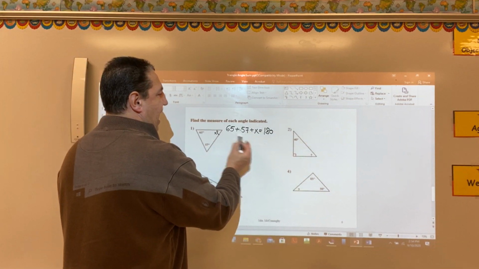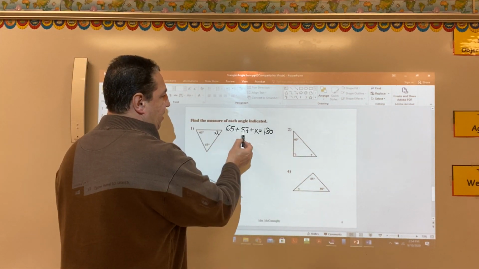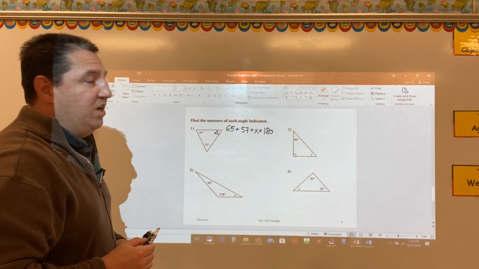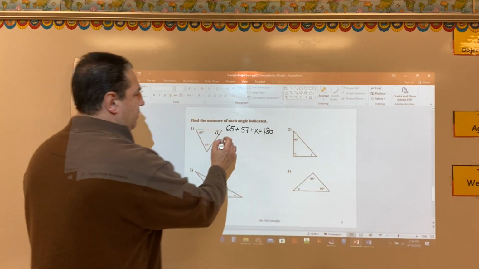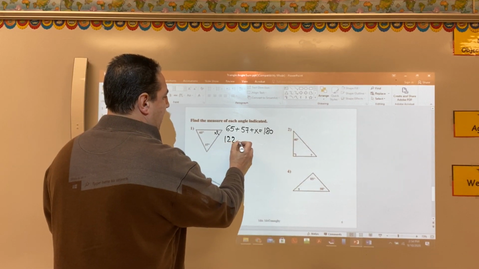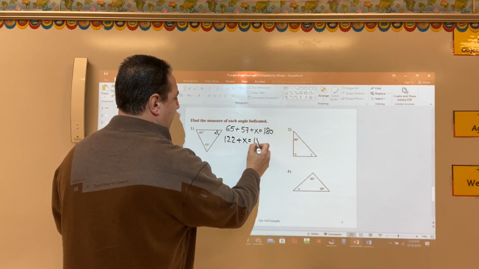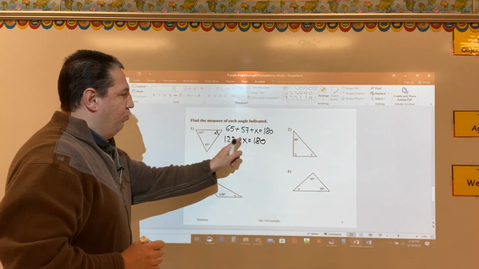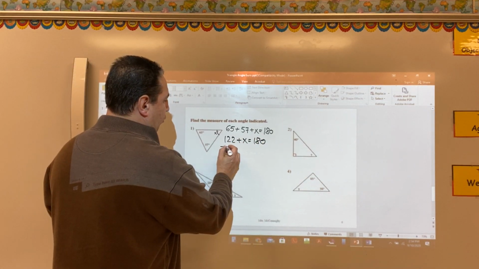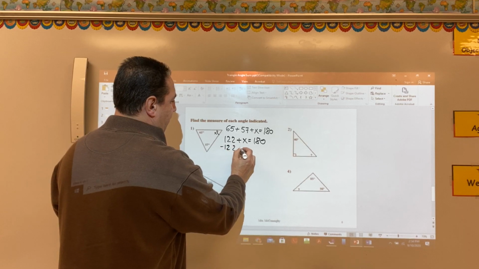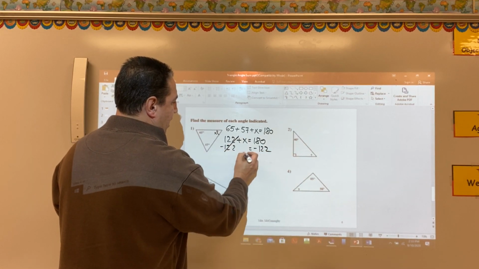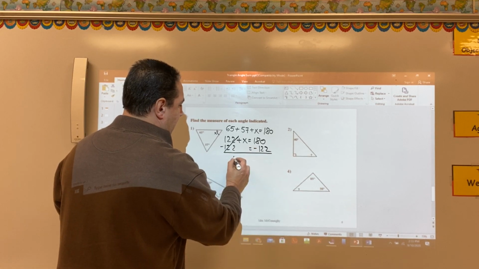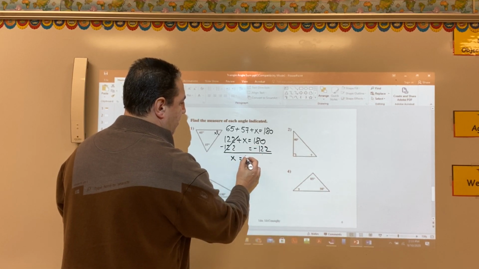First, we add the given angles. 65 plus 57 would be 122, right? 122 plus x equals 180. And then to find x, we subtract 122 from 180. And we get x equals 58 degrees.